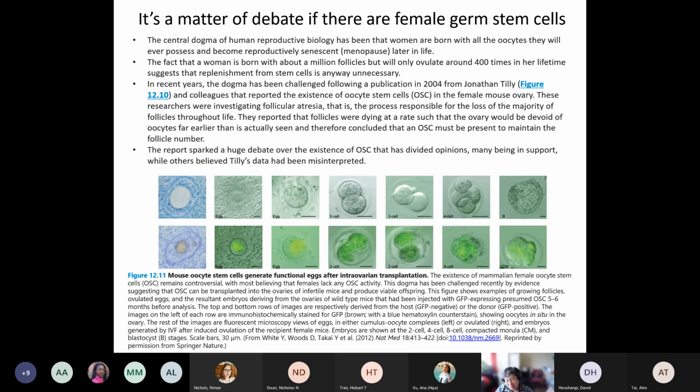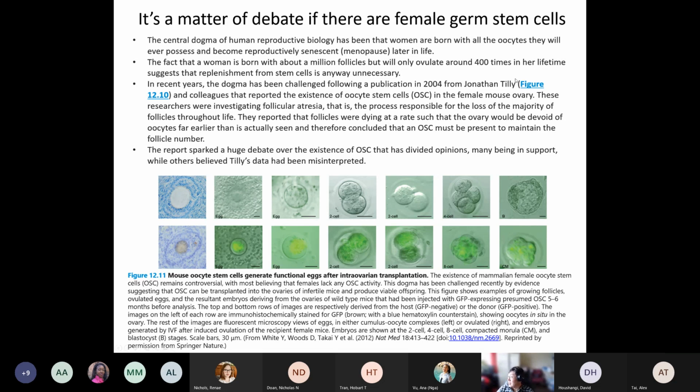So what's the point of even having a stem cell, right? Because you already have a million follicles in there that can become oocytes, but you only use 400 or so. Therefore, there is no point to have a stem cell in there. Not like in males. In the testis, they have to have a lot based on the amount that gets released. But here, it doesn't seem necessary.